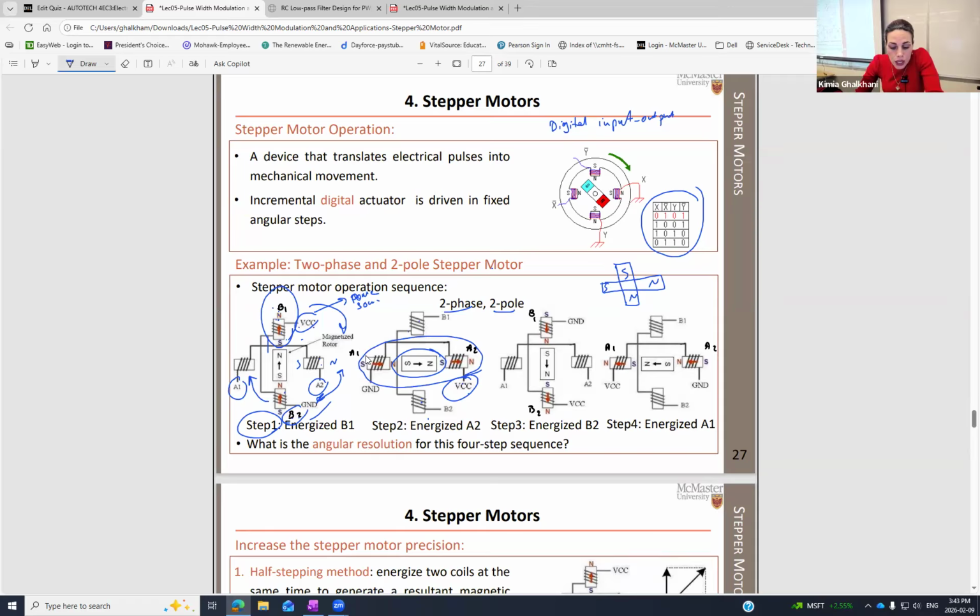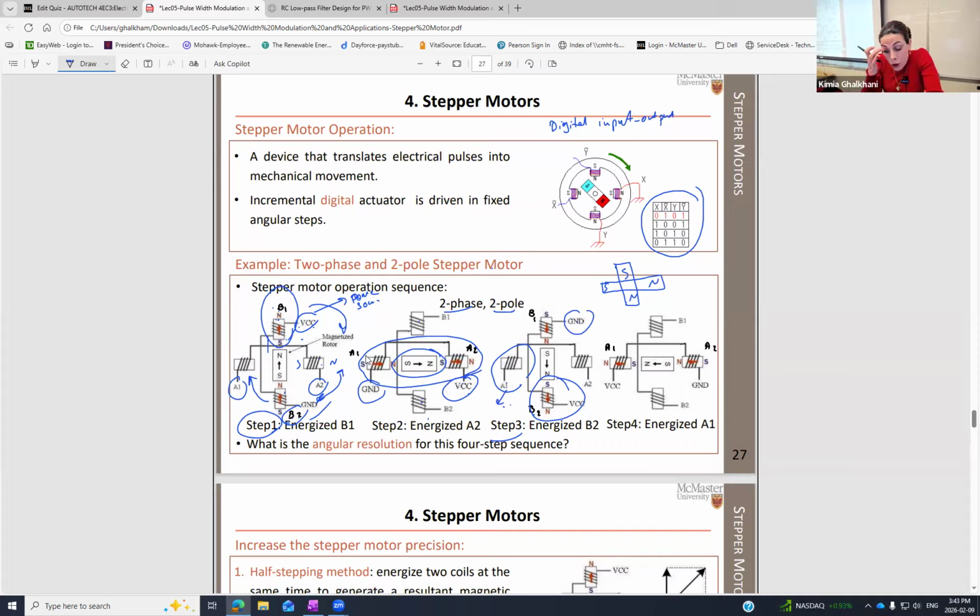And then in step three, phase A is turned off. This is my step three. This is my phase A right now. It's connected to nowhere. In here it was grounded. In here it's connected to nowhere. Now ground is moved to B1, and now the energized one is like B2.